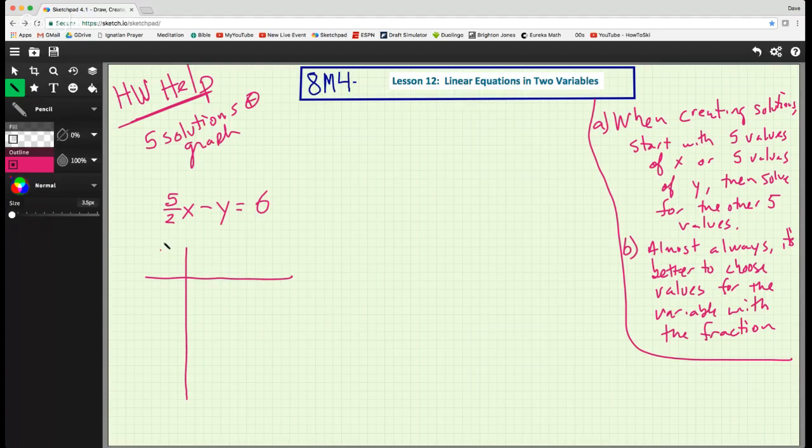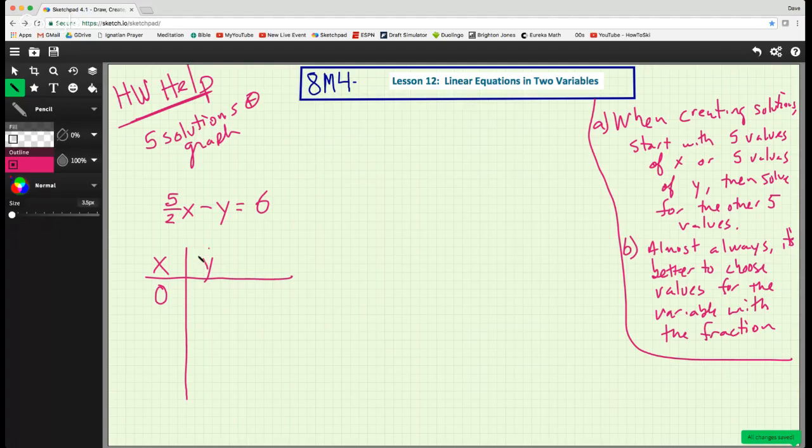So here, are we going to start with 5 values for x or 5 values for y? Well, the rule says let's start with values for x. So let's put x here, and then we're going to write 5 values here for x, and then we're going to solve for values of y. And now, why is that? The reason is, let's just see what happens. If I start with values for x, let's try a 0 for x.